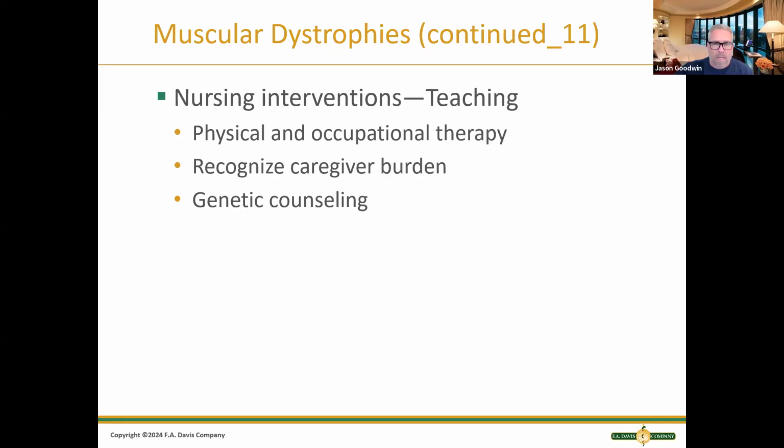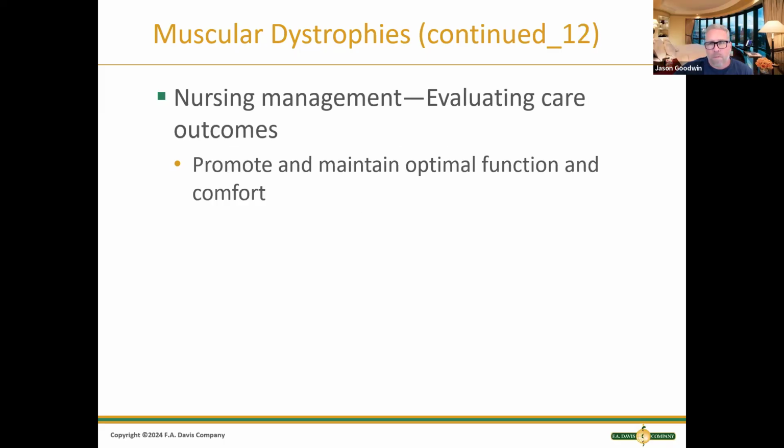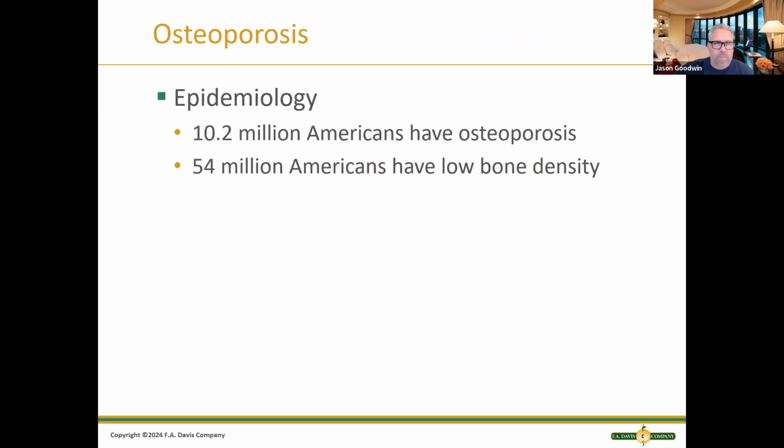And then as far as muscular dystrophy, one of the things that the Muscular Dystrophy Association recommends is genetic counseling. As far as evaluating outcomes, promoting and maintaining optimal function and comfort, that's going to be your main goal.